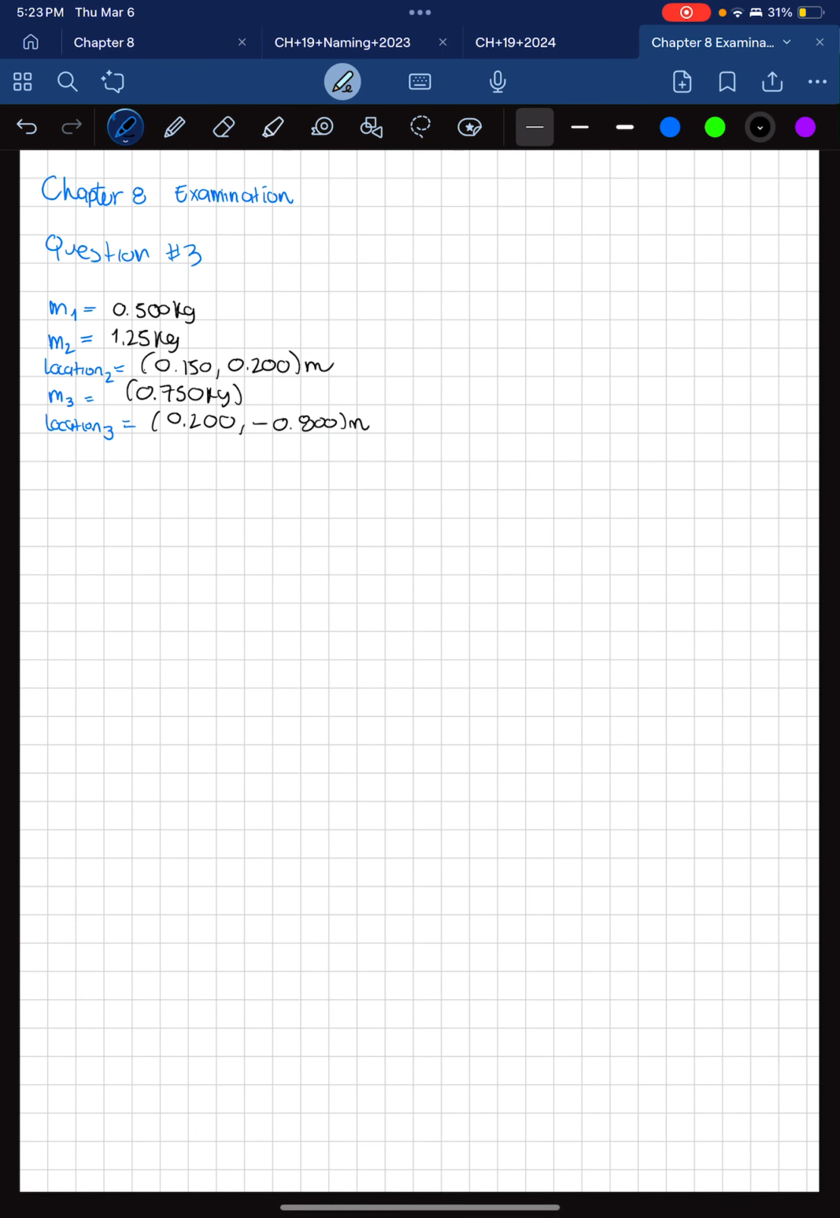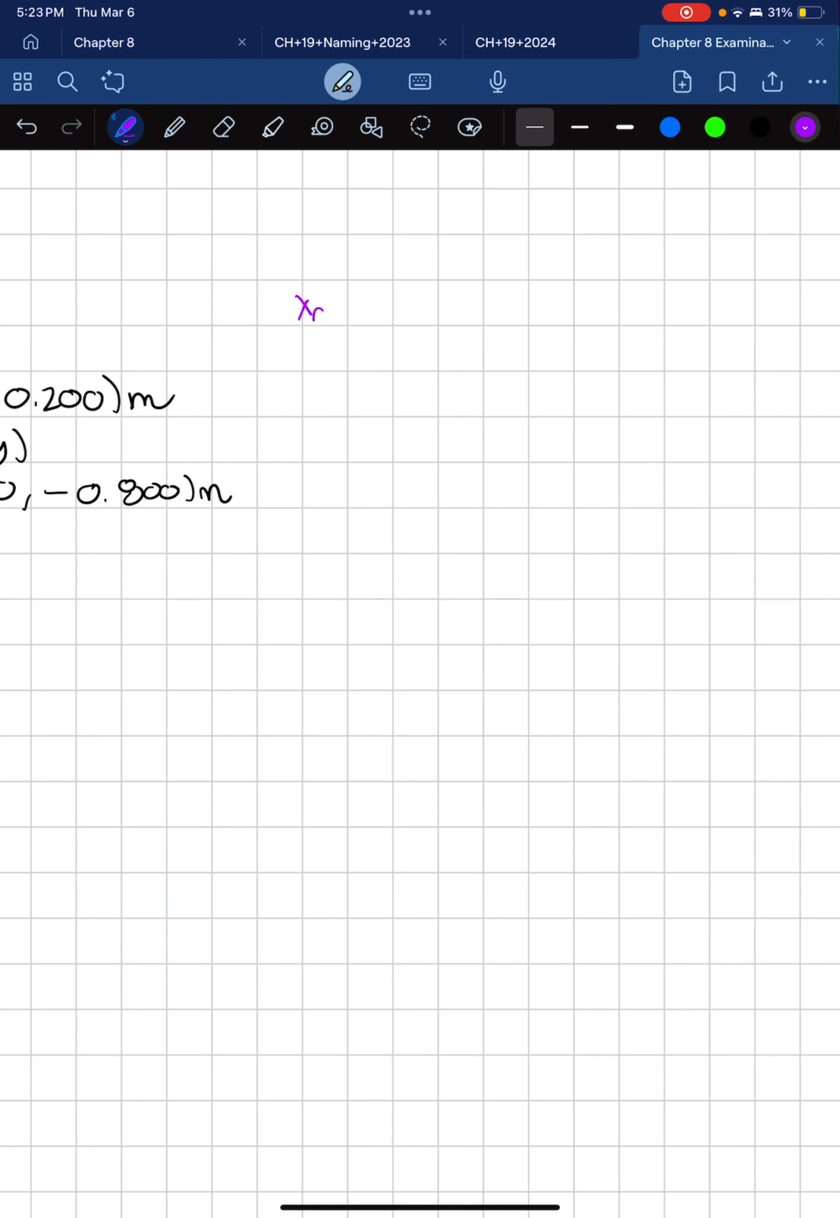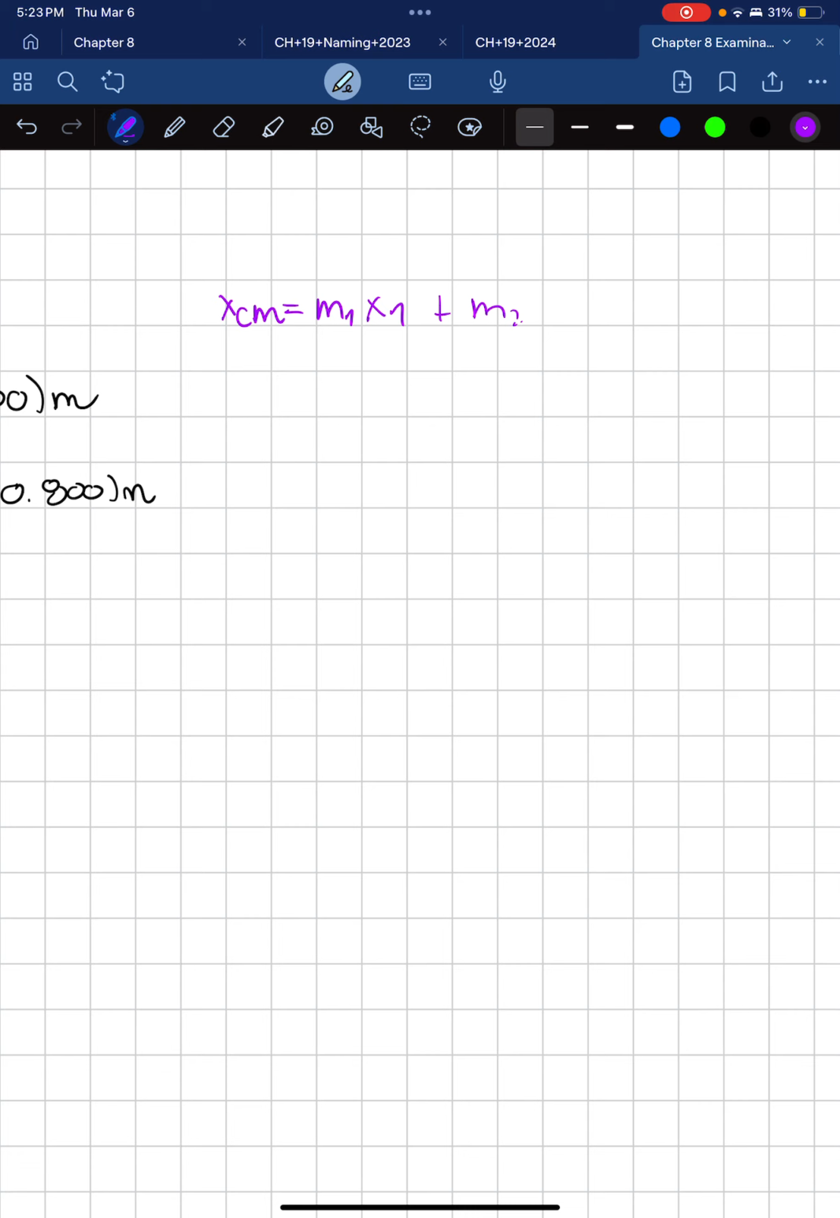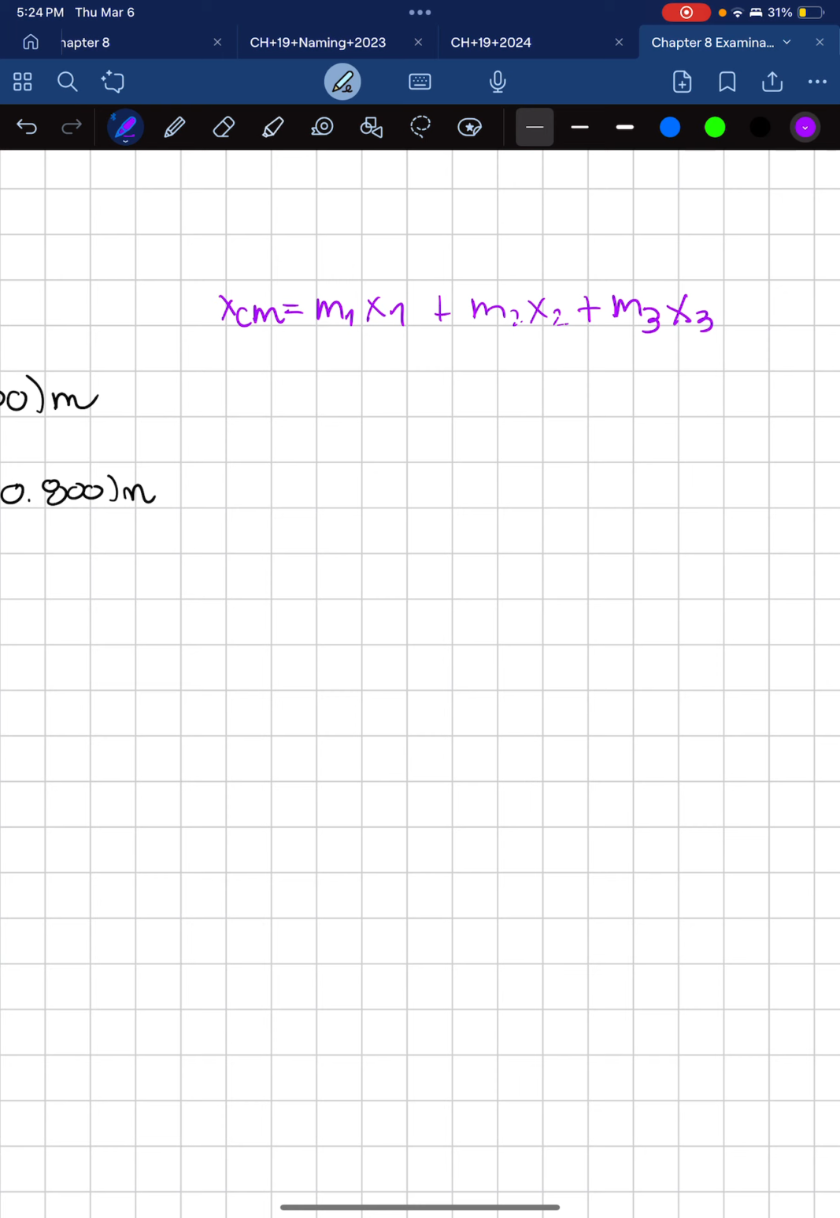Okay, so now that we have this, we know that they're asking us for the center of the mass, so we can use the formula for this. So let me go ahead and just write that first. It's going to be mass 1 times its x location, plus mass 2 with the x location, plus mass 3 times the x coordinate. And then this is all going to be over mass 1 plus mass 2 plus mass 3.